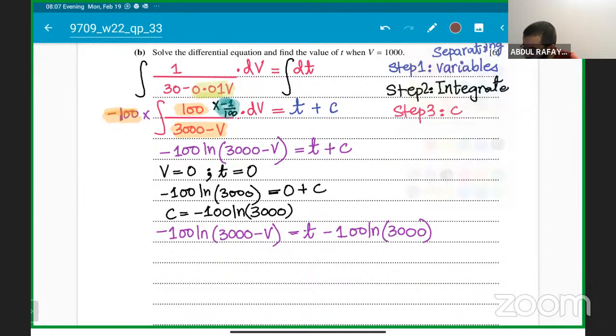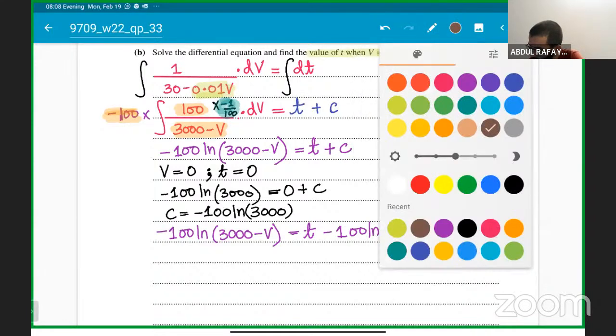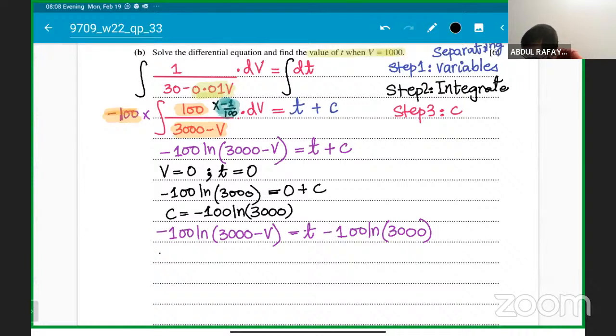And now at the end of the day, once you have got C, you just have to find the value of T when V is 1000. Is everyone getting it clear with me? We have to find the value of T when V is 1000. So here we go. Minus 100 times ln of (3000 minus 1000). So volume is 1000 here. We have to find T.